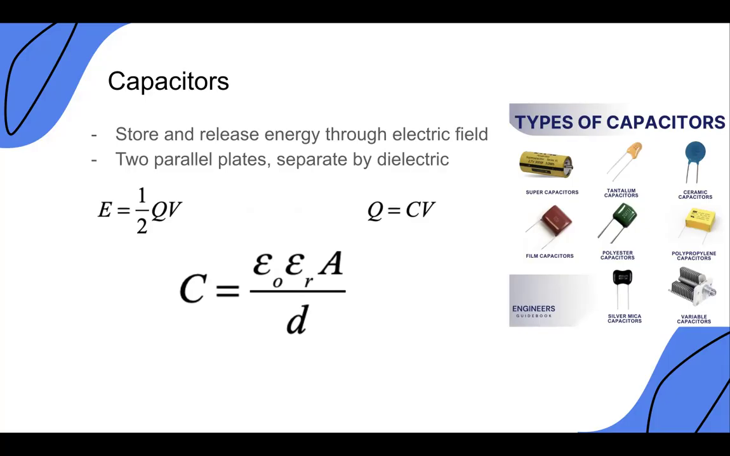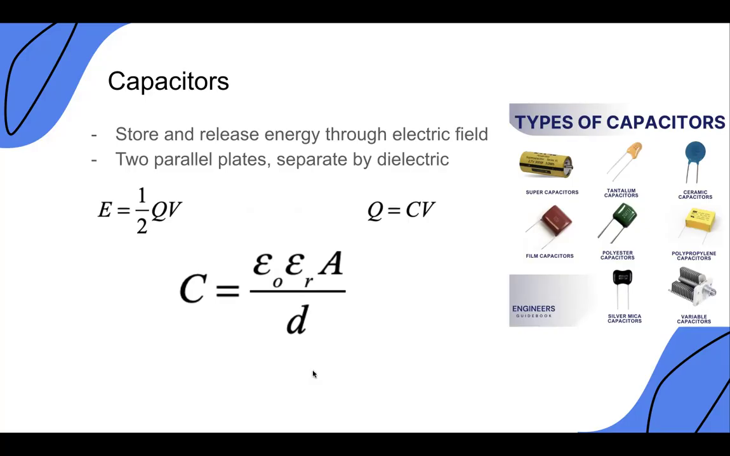Okay. And the third formula that you see here, epsilon naught is a constant. Epsilon r is the permittivity of the dielectric material. A and d are both physical properties of the parallel plates, so physical dimensions rather, area and distance, that determine the capacitance of a capacitor.